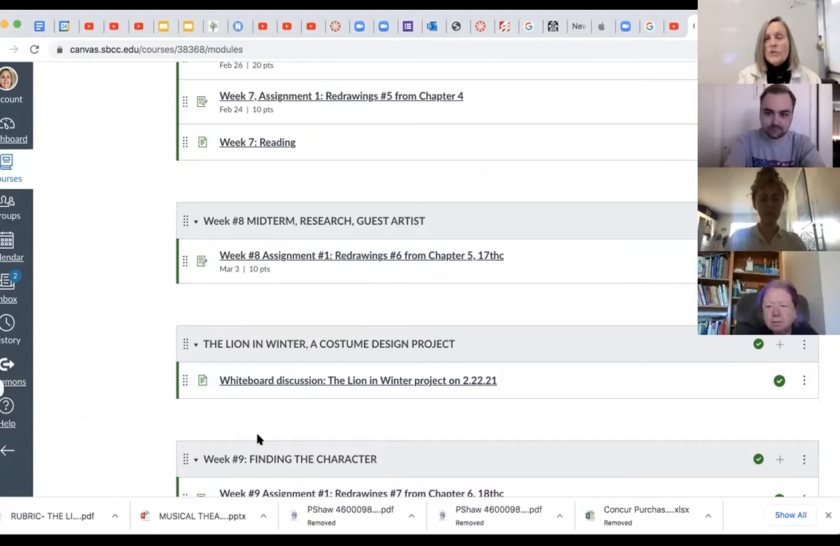There will be pages, and then there will be an assignment. And on the assignment page, I will put a checklist that will review everything that should be included in that project, okay?